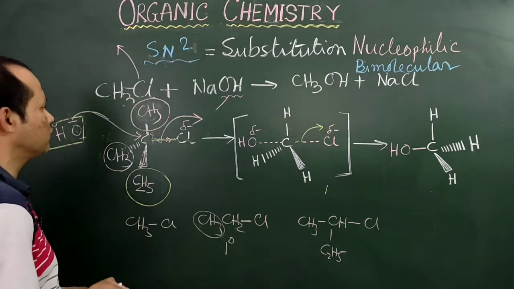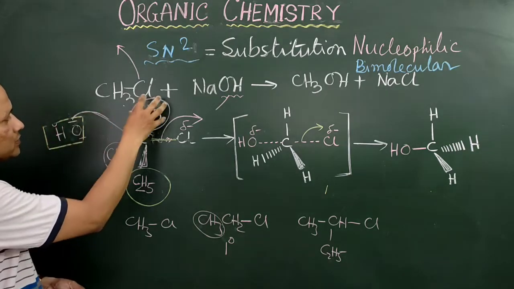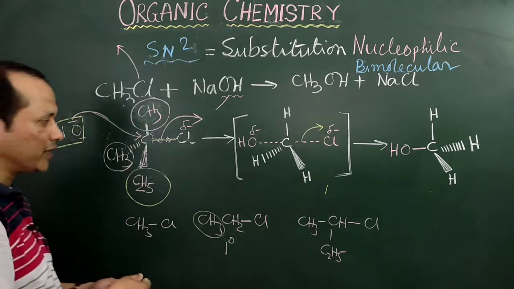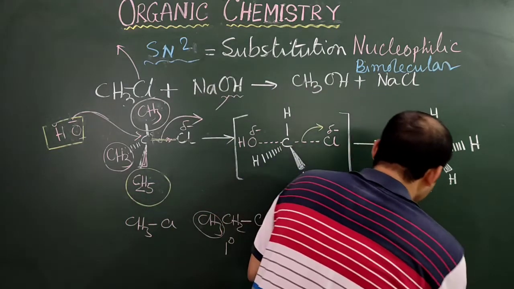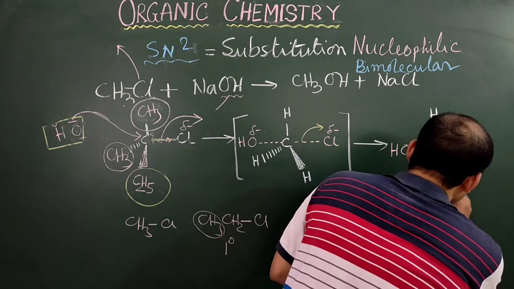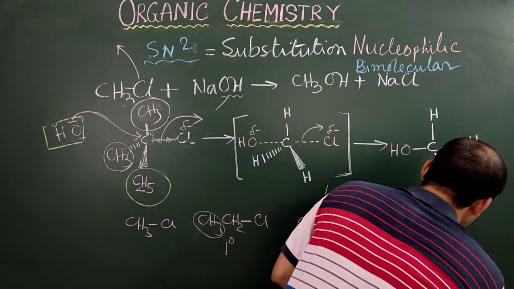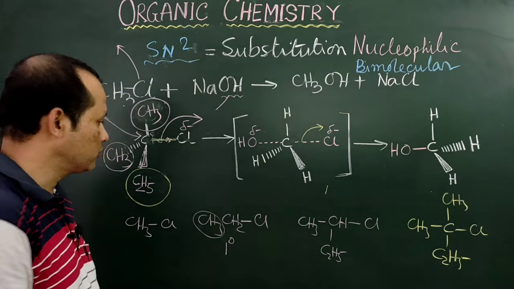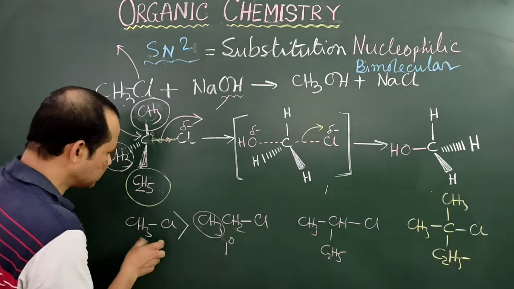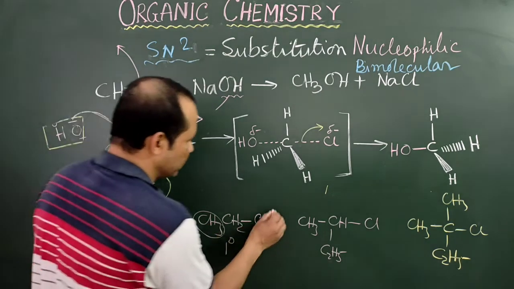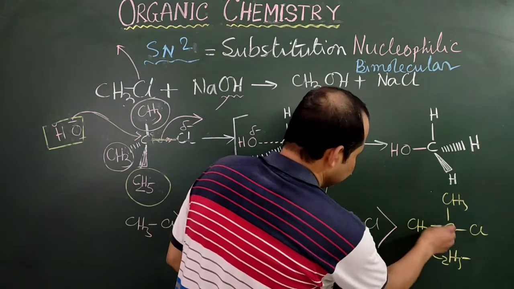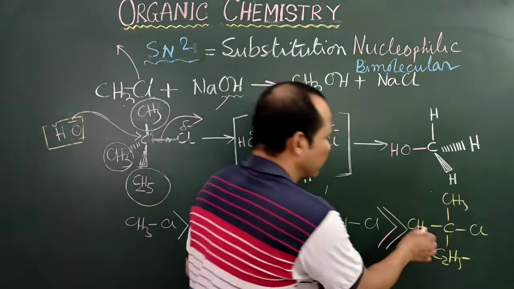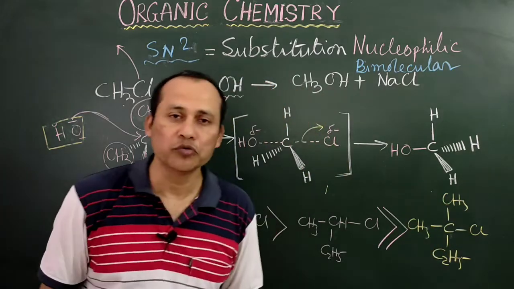So this will have larger volume. So now these 3 groups are there to resist this one from approaching here. So what will happen? The reaction will be almost impossible to complete in this process. So this will be the fastest reaction, then this, then this, and this one will almost not react in this way due to the presence of 3 larger sized groups here.